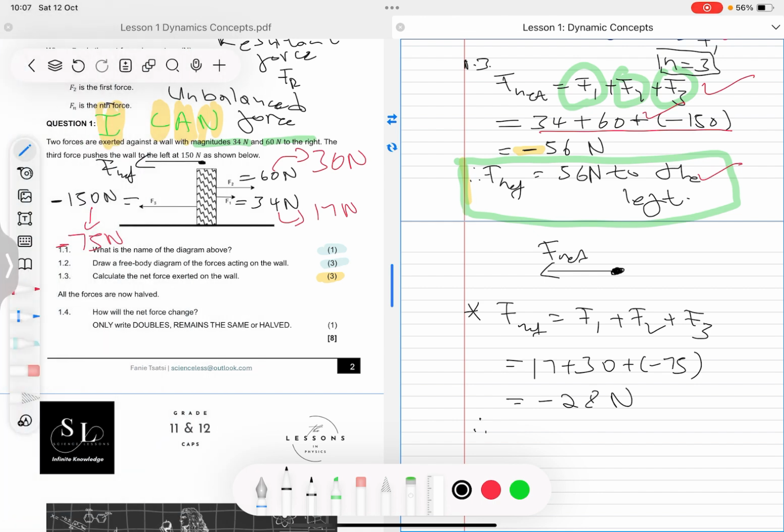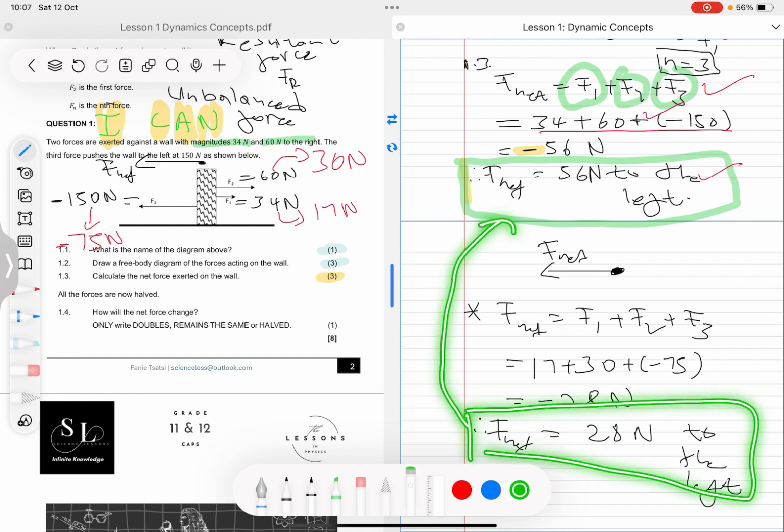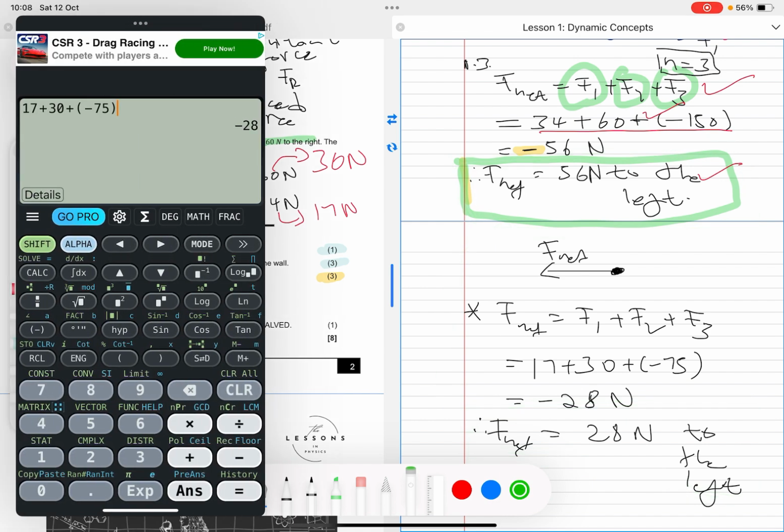Immediately I can see that at least we're going in the right direction, because our direction hasn't changed. We expect the net force to still go to the left, right? So this would be 28 newton to the left. But now, very important: is this new net force half of the previous net force? Is it half of it, right? So now we can quickly check that. That's where we check if our answer is correct.